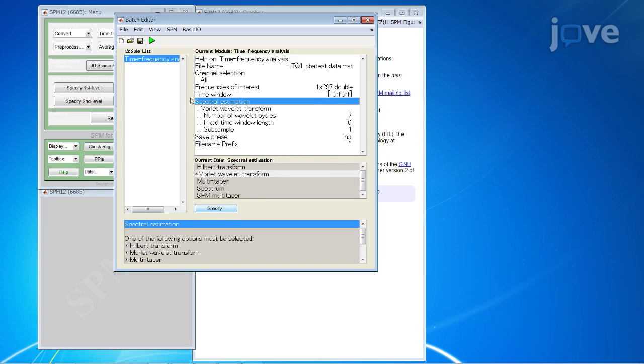Next, determine the mother wavelet and the number of cycles, and note that the number of cycles controls the time-frequency resolutions and should be greater than 5 to ensure estimation stability.